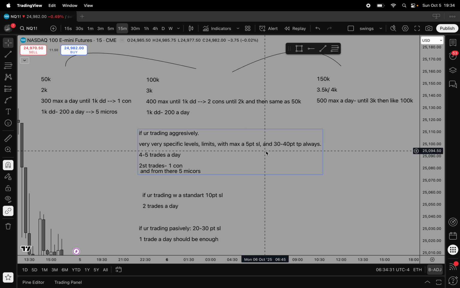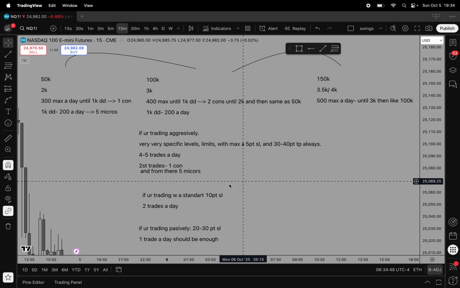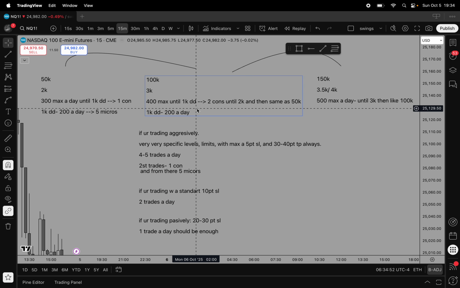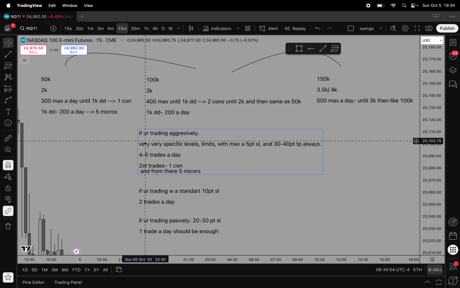It depends on your model, depends on how specific your levels are. Because if your levels are ultra specific, like it either hits top ticks or it just doesn't work, then boom, you're gonna have your trading style, right? So yeah, this is pretty much how I would trade. This is how I would trade right before social media and whatnot. I would just trade like this, right?